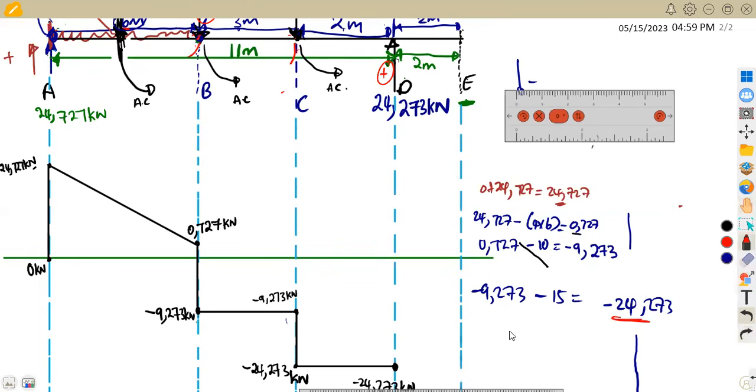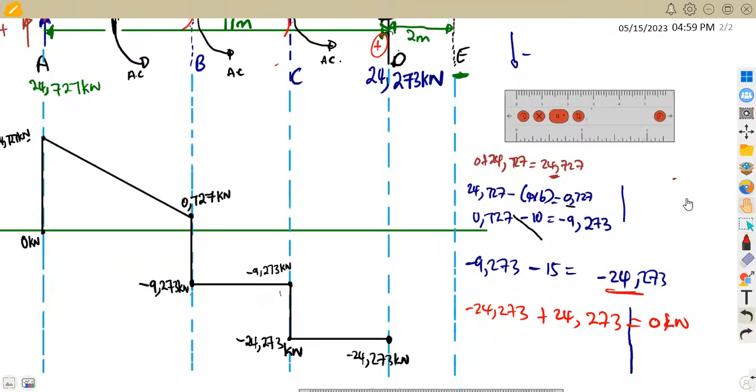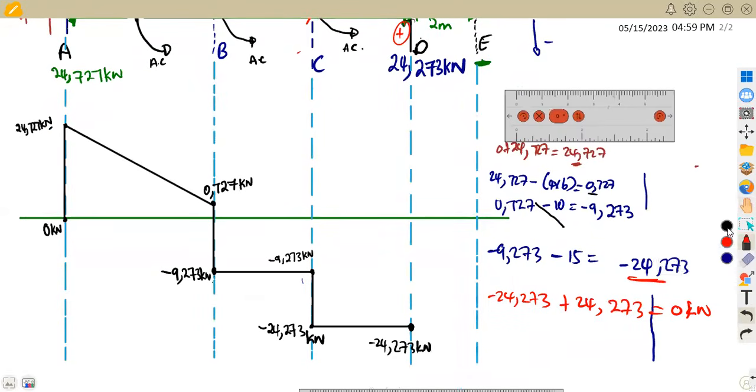At minus 24,273, if we add 24,273, we are going to obtain 0 kilonewton. So this is going straight to the 0 point, which is the horizontal line at this point. Remember, our 0 is from this horizontal, so it is going straight to the horizontal.